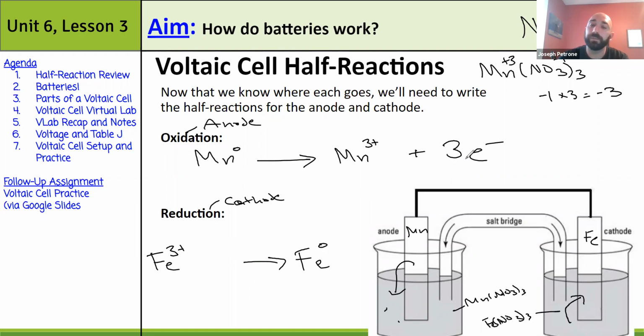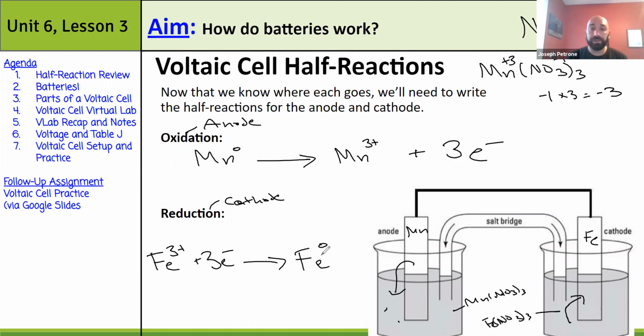Now, the 3 electrons that were lost happen to end up being gained in this process. So as manganese lost its 3 electrons, the iron ions pick them up and that allows them to turn into pure iron atoms. Once again, looking at the charge, Fe3+ and 3 electrons totals out to 0. We have 0 on this side.